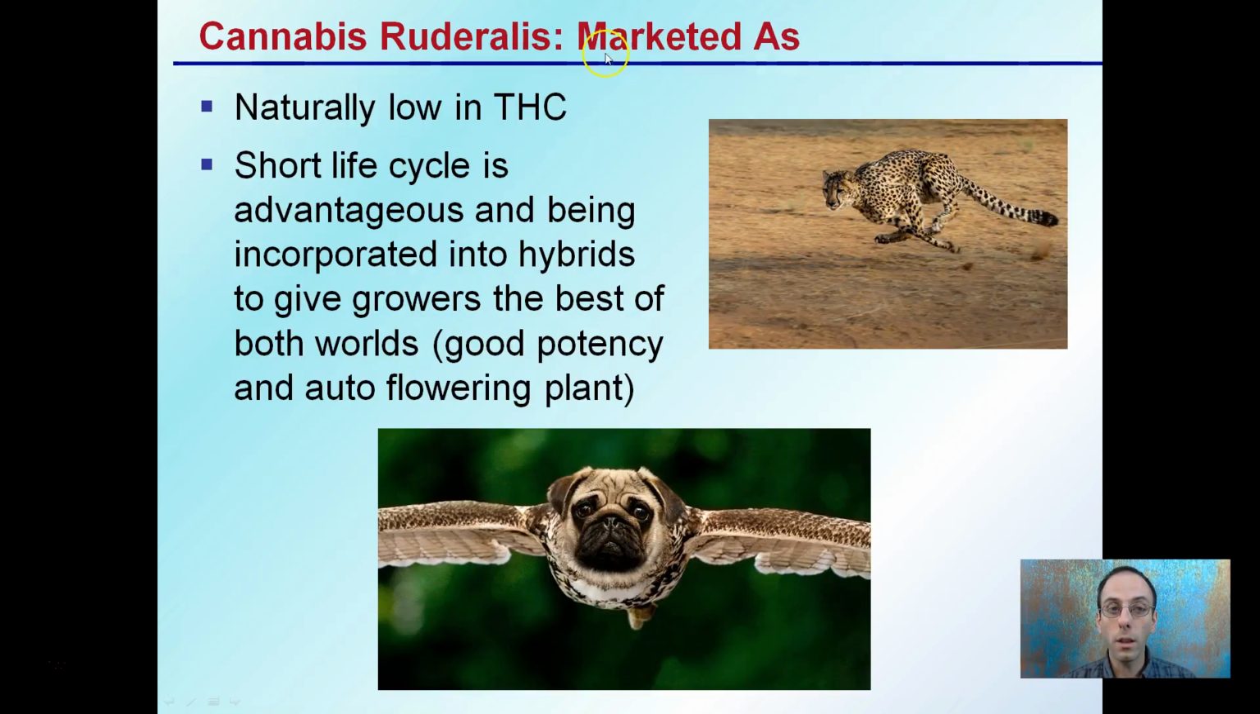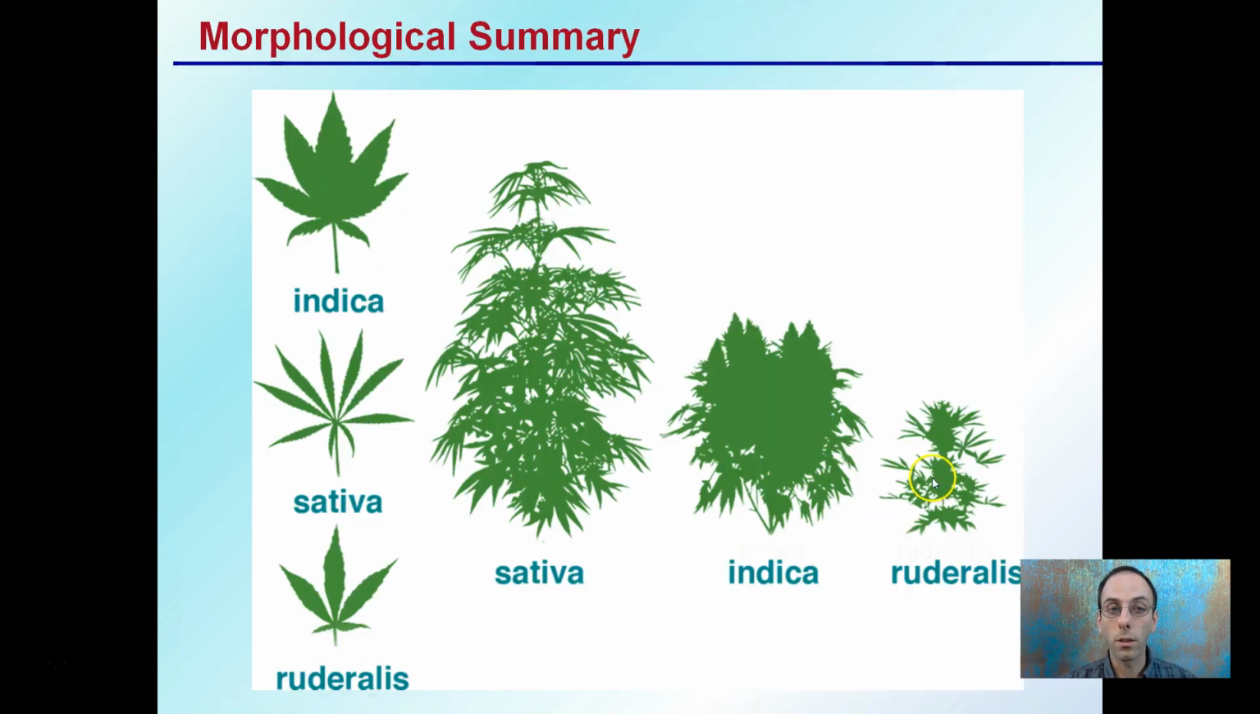Naturally low in THC is how it's marketed. Its short life cycle is advantageous from being incorporated into other hybrids to give the best of both worlds. It gives that quick, cheetah-like turnaround time, and it can create this mixture of two different varieties with good potency and an auto-flowering plant, which is what growers typically find advantageous.